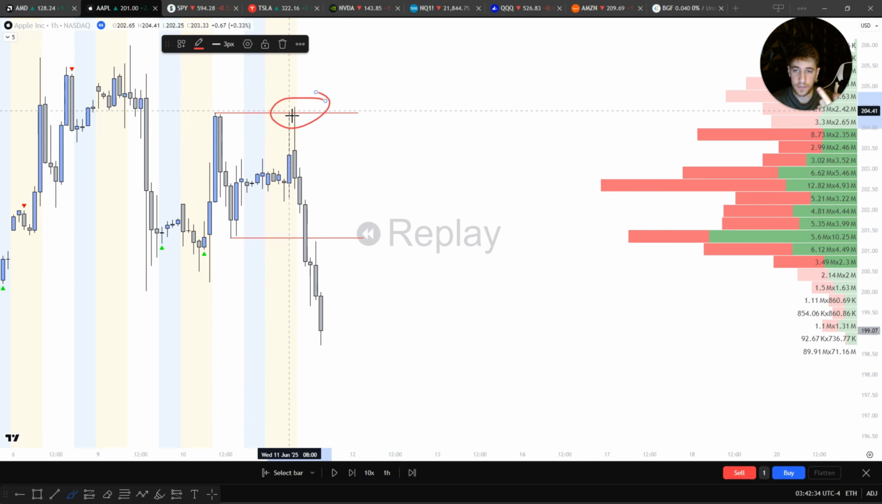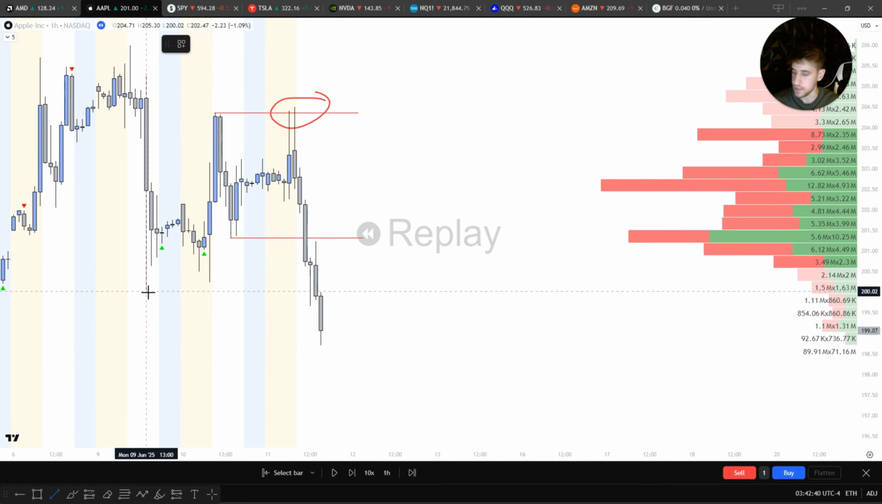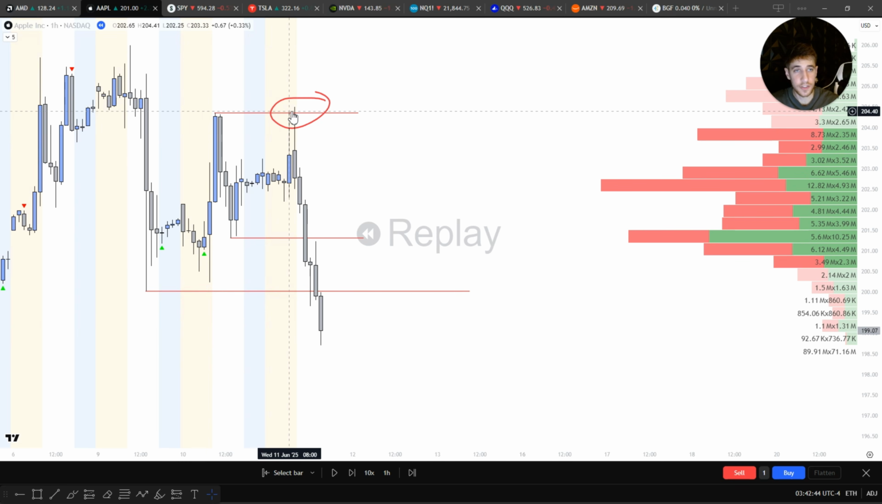The only time that I would look for a long position on Apple is if we came and swept liquidity. Then I would be like, okay, maybe I can start looking for a long setup. But in this situation, I see absolutely no reason to go long here. That's why a lot of people that tried to long this breakout on the pre-market high got completely destroyed, because they didn't take a look at what the higher time frame candle was doing.